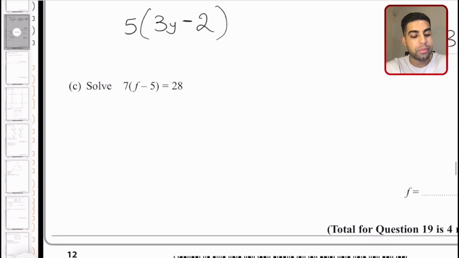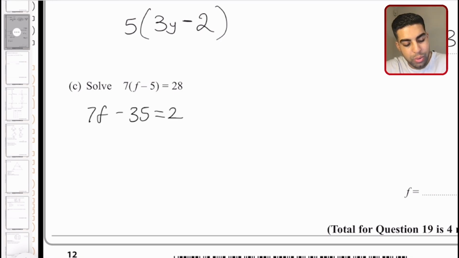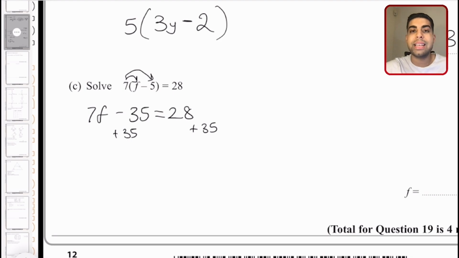And then let's go for part C. We need to solve. And what this means is we need to find the value of f. So let's go ahead and expand our brackets first. We have 7f minus 35 equals 28. Again, I did 7 times f, which is 7f, and 7 times minus 5, which is minus 35. I then have to add 35 on both sides because I am taking the minus 35 to the other side of the equation. So that gives me 7f equals 63.